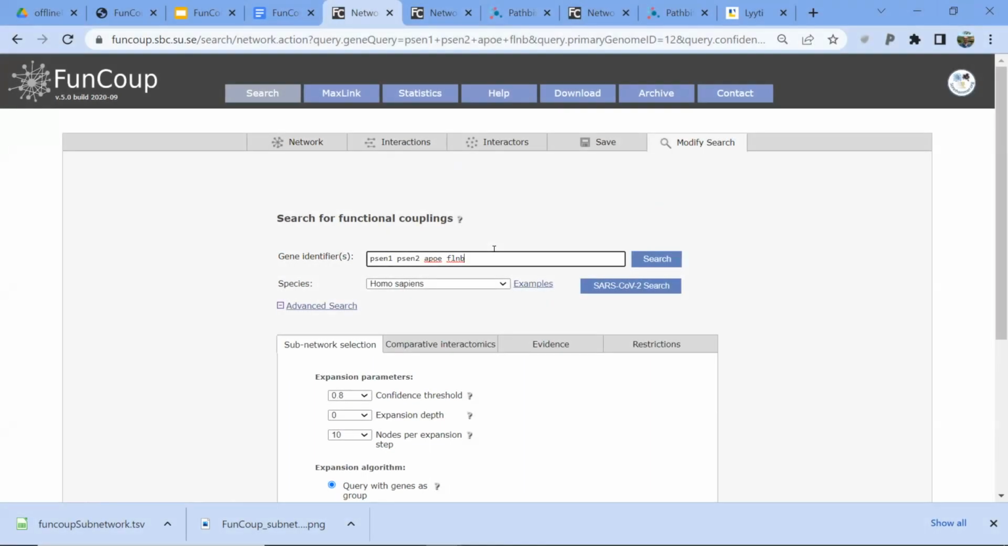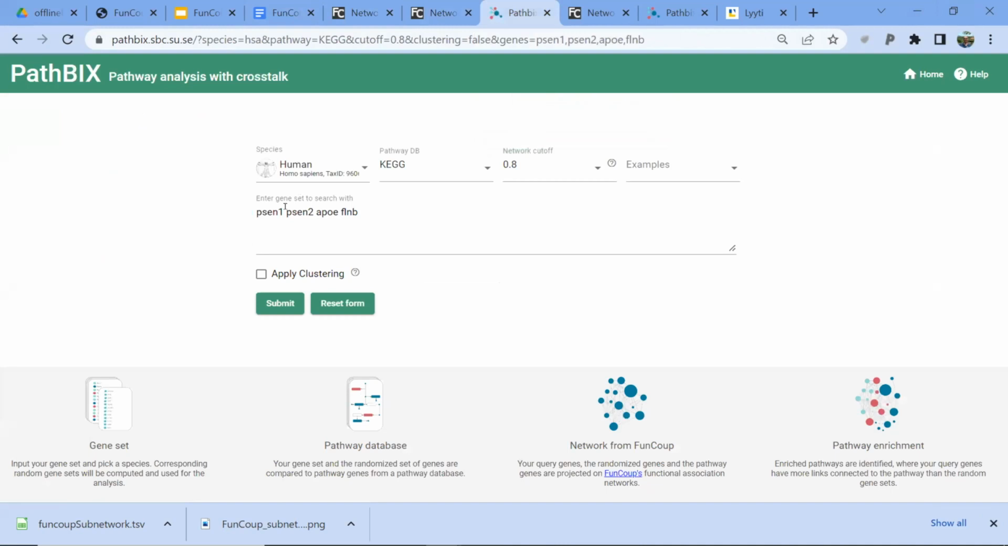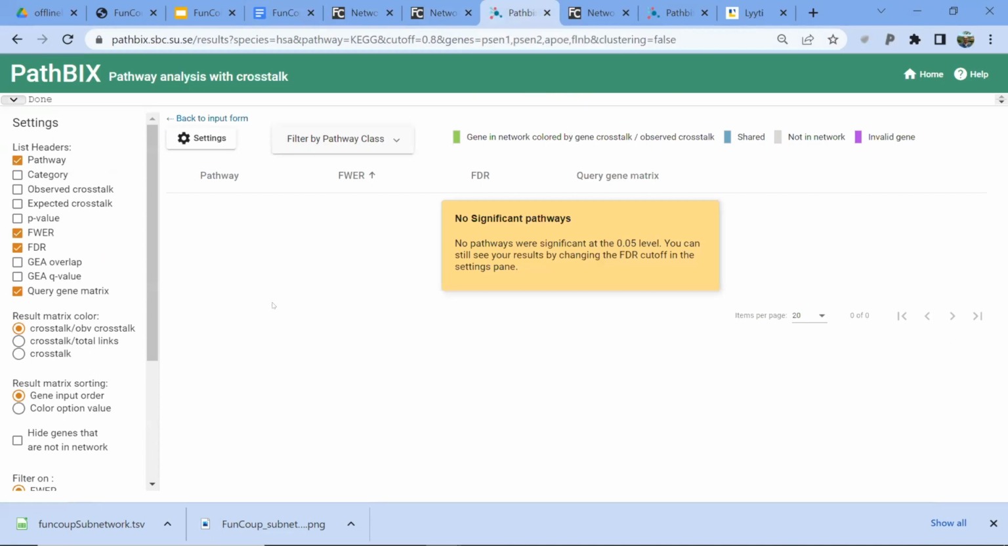The query was these 4 genes, and then you can of course do pathway analysis with PathBIX on that. So you can just paste the same genes into there and see what you get. And as often happens when you don't have too many genes, there is very little overlap with known pathways.